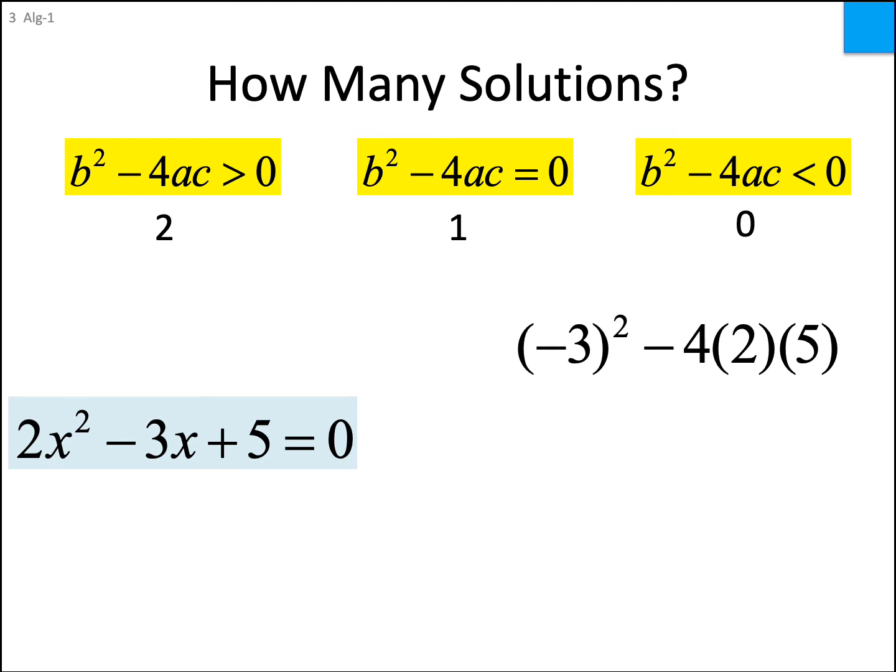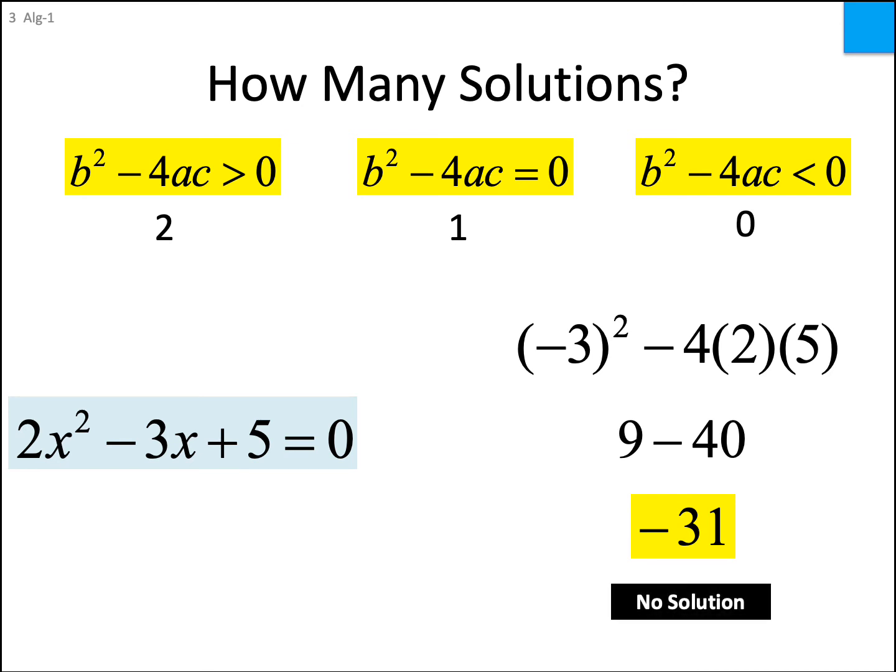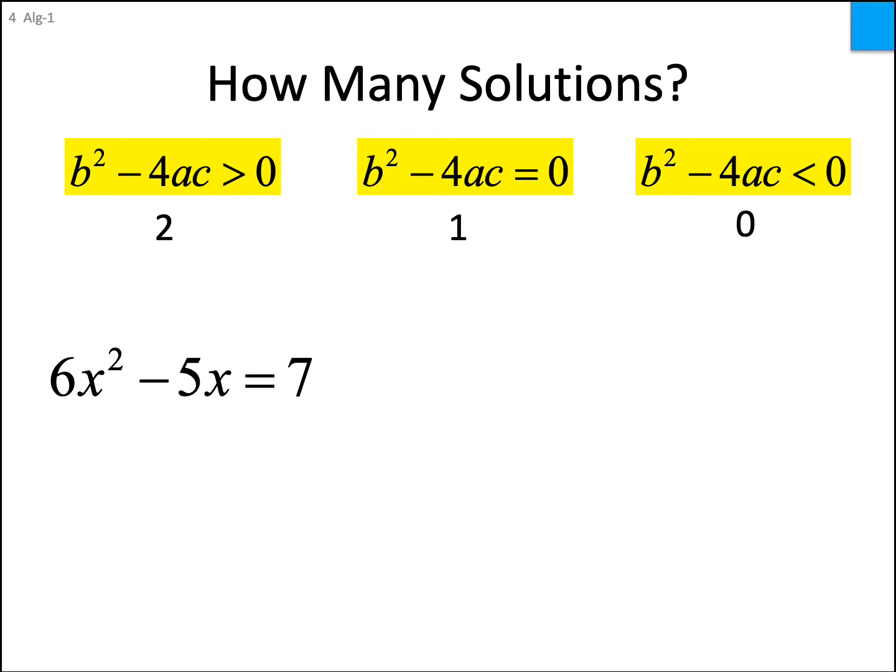-4 times 2 times 5 is -40. 9 minus 40 is -31. So the discriminant is -31, and the conclusion is no solution because that's smaller than 0. Okay, let's do another one.